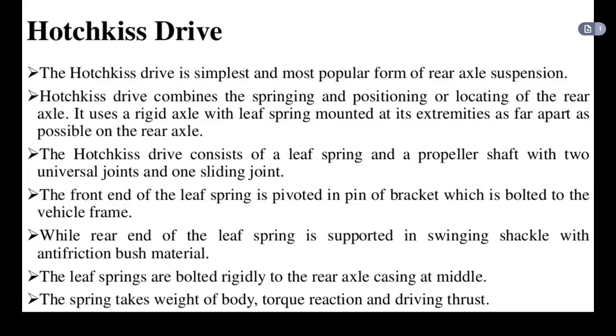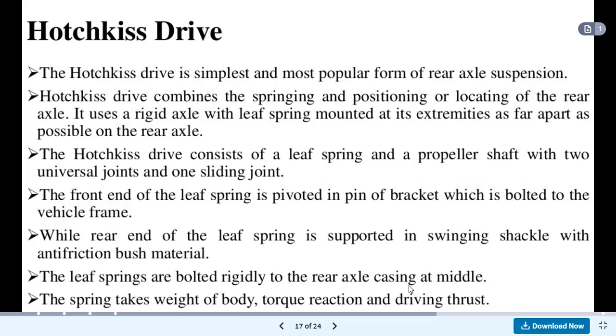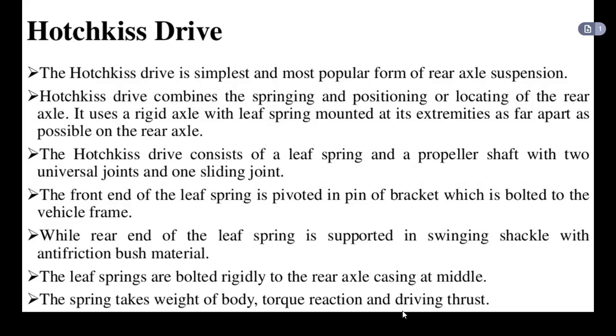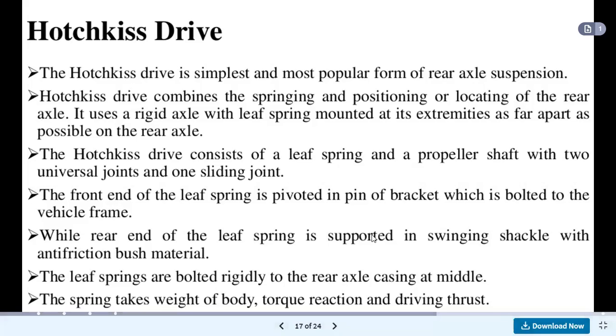The front end of the leaf spring is pivoted in a pin of a bracket which is bolted to the vehicle frame, while the rear end of the leaf spring is supported in a swinging shackle with anti-friction bush material. The leaf springs are bolted rigidly to the rear axle casing at the middle. The spring takes the weight of the body, torque reaction, and driving thrust.